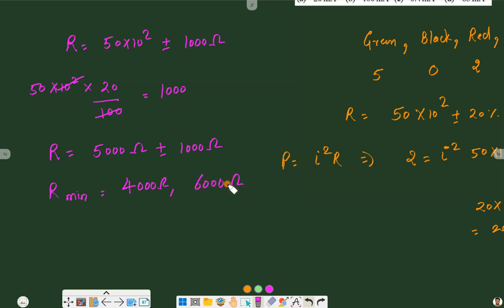Now as we have to find the maximum current and power is fixed, for current to be maximum, resistance has to be minimum, and the minimum value of resistance is 4000 ohm. So 2 is equal to I square into the minimum value of R, that is 4000. And now using this we can say I square is equal to 1 by 2000 and it will be approximately equal to under root, that is the value of I.